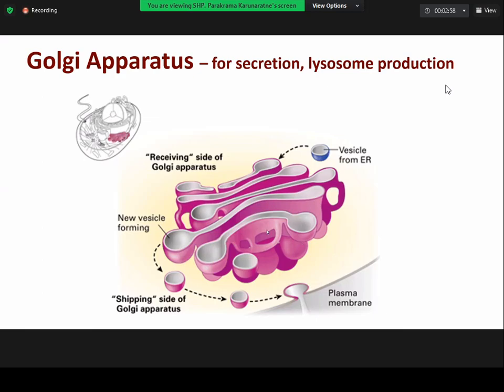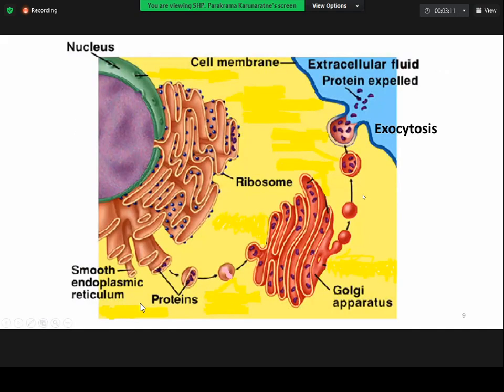So likewise, cells have to produce proteins and send them outside. They are all our digestive enzymes. This slide again shows the same thing. Ribosomes produce proteins, and through the ER they send them in vesicles to the Golgi body, and the Golgi bodies put them outside the cell. This is called exocytosis, going outside the cell.